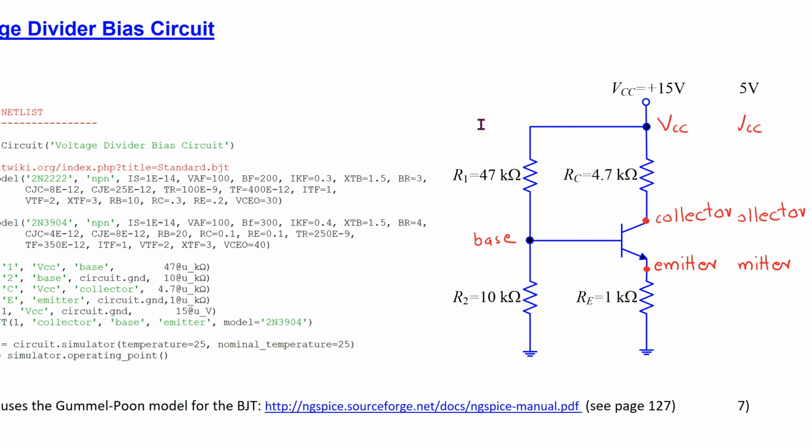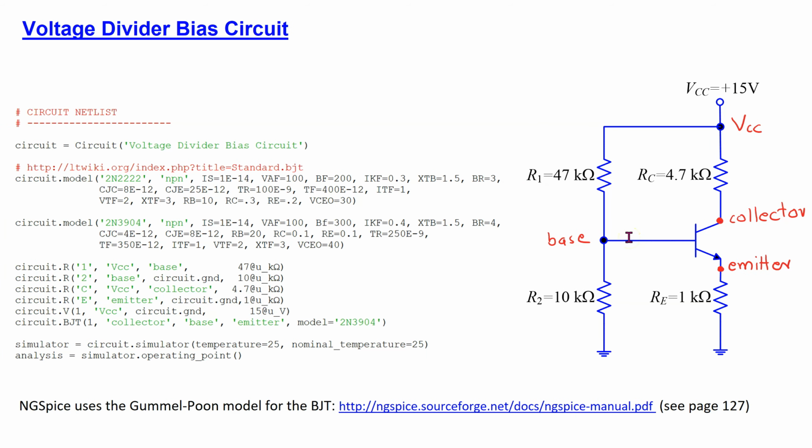Consider the PySpice simulation of the voltage divider bias circuit. We are simulating to find the DC operating point. Using the descriptive node labeling shown, we can translate the circuit into a netlist as shown. Note that the BJT is defined here and it is connected between the collector, base, and emitter nodes, and this connection is specified in this order.